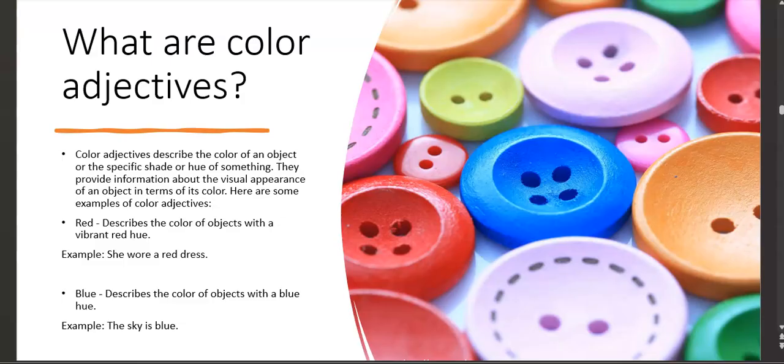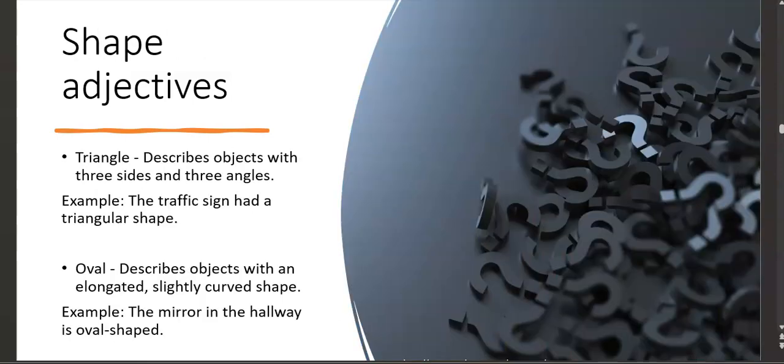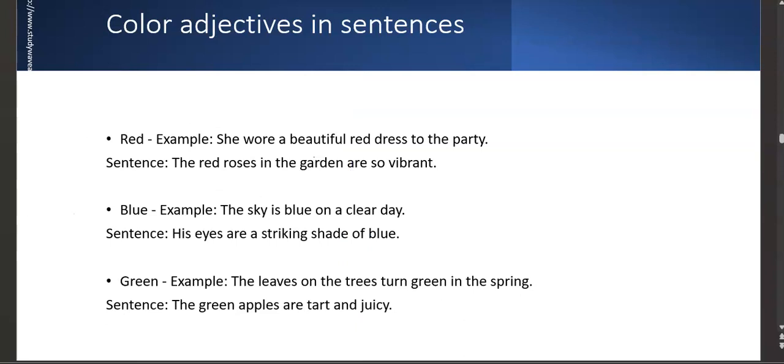So I started with adjectives of color. I gave you different colors and how to go about using these colors in sentences. After looking at adjectives of color, I came and looked at adjectives of shape, and I gave you examples of different shapes and how to use them. After introducing you to adjectives of color and shape, I went ahead to look at the color adjectives specifically in sentences. So I gave a color and gave a sentence along with it.